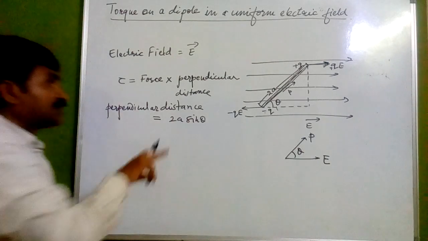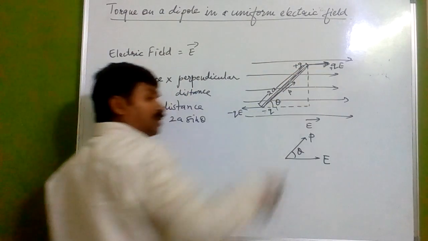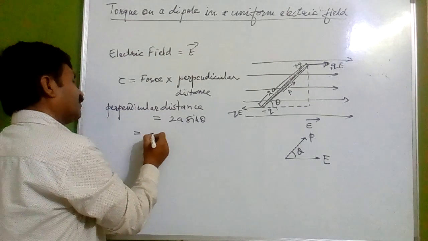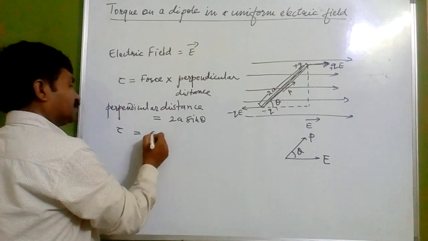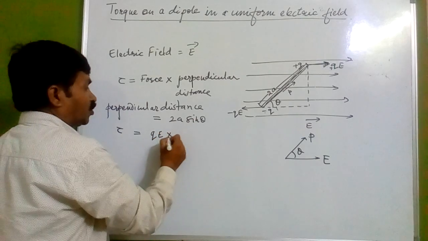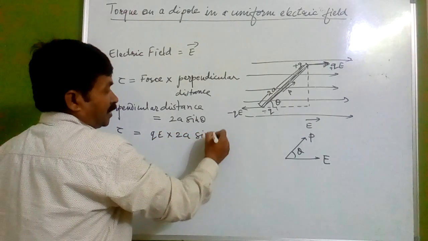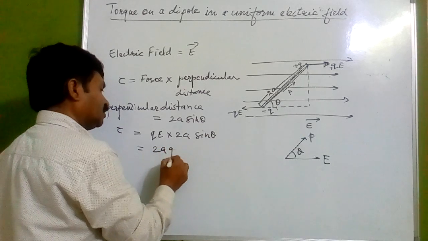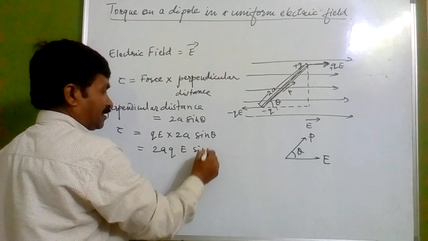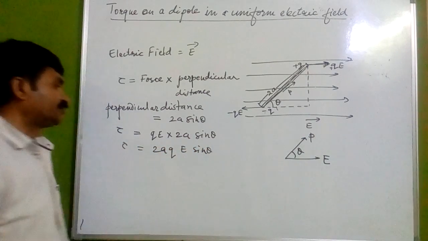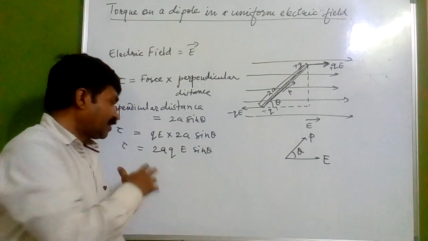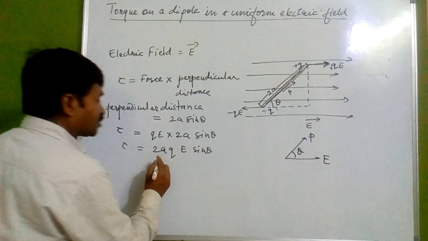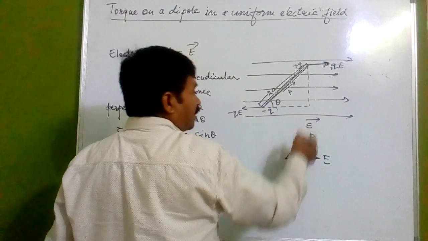Now the force acting is qE, so the torque is qE into 2a sin theta, which is 2aqE sin theta. This is the torque we have got. Now we know what 2aq is: 2aq is the dipole moment.